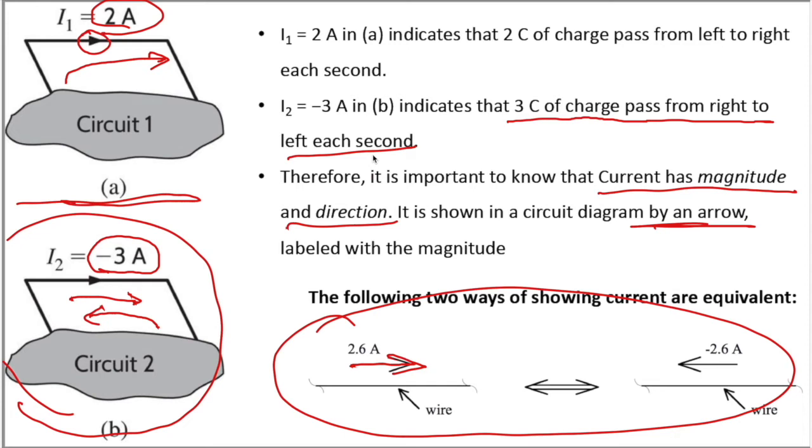We can move the reference direction. The original reference direction is from right to left. We can reverse the reference direction to from left to right, and we need to remove the negative sign. So this is 2.6 ampere from left to right. So even though the reference direction is different, the actual current is the same, that is from left to right.